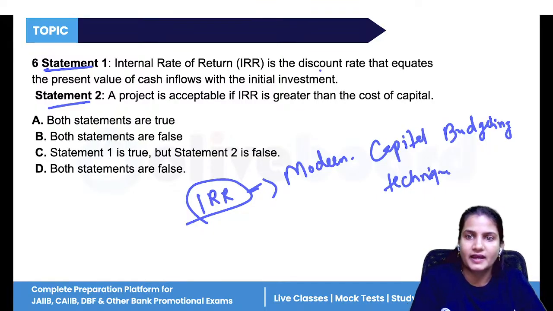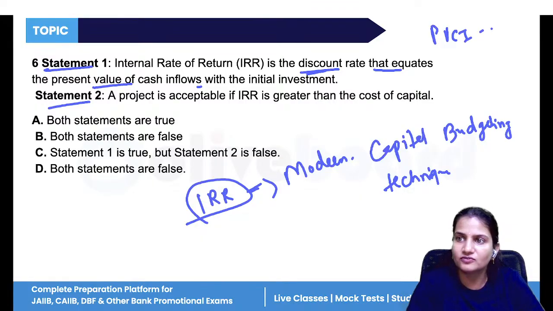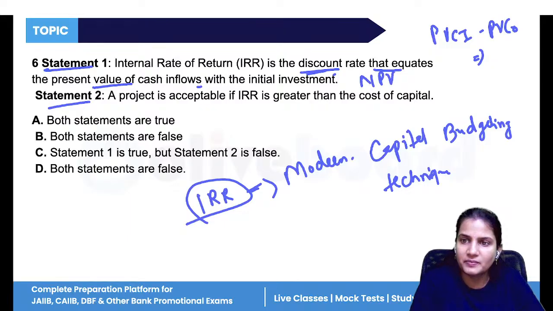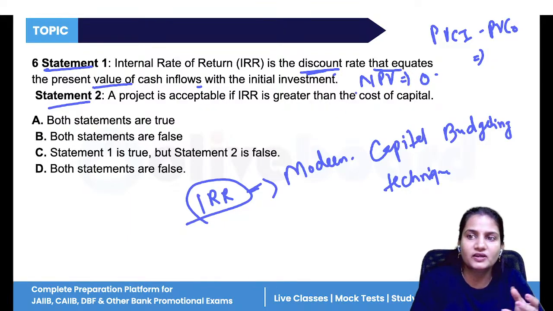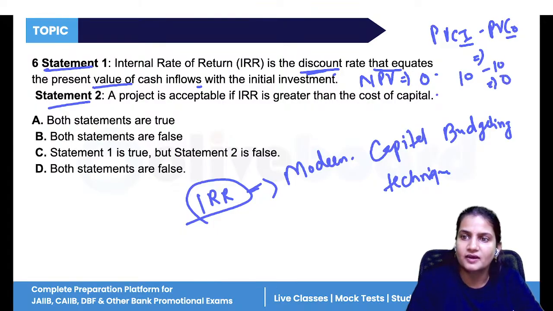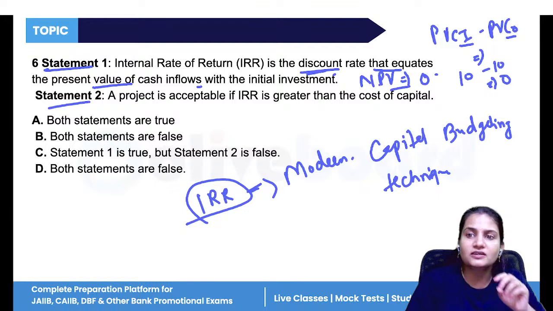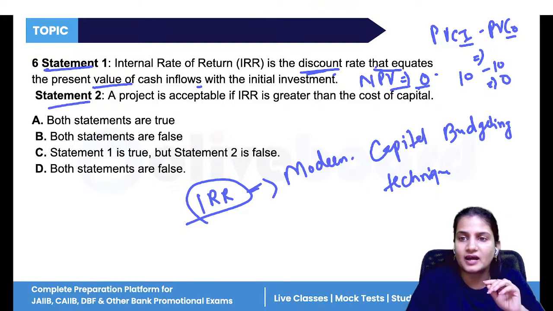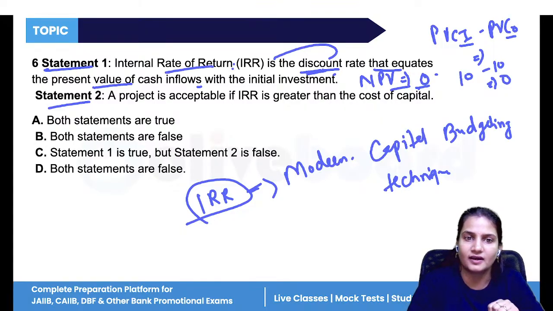Internal rate of return is the discounting rate that equates the present value of inflows with the initial investment, or we can say present value of cash inflows minus present value of cash outflows. It is the discounting rate where your NPV equals zero. And how does NPV equal zero? When your inflow and your outflow are equal. You are earning 10 rupees and your cash outflow is also 10 rupees, so that is zero. The point where your NPV becomes zero, that rate is called the discounting rate, and that discounting rate is known as IRR. So this is true.